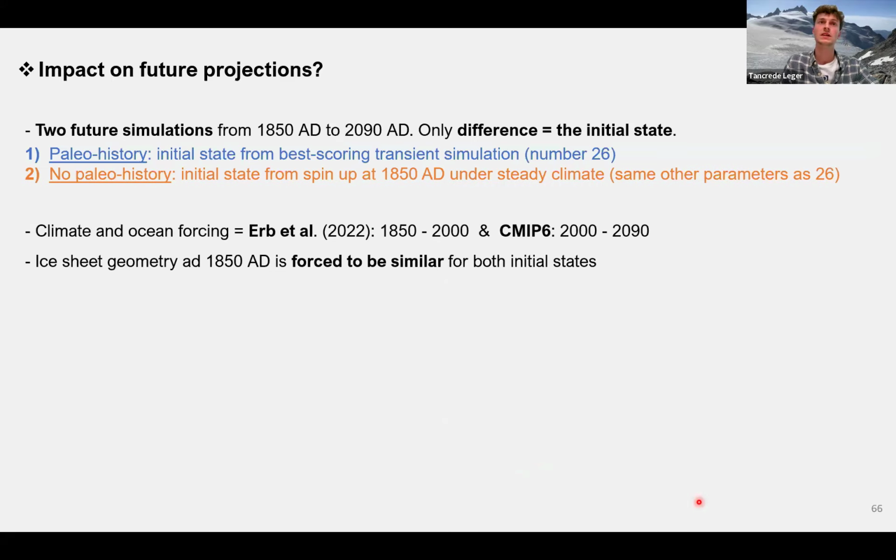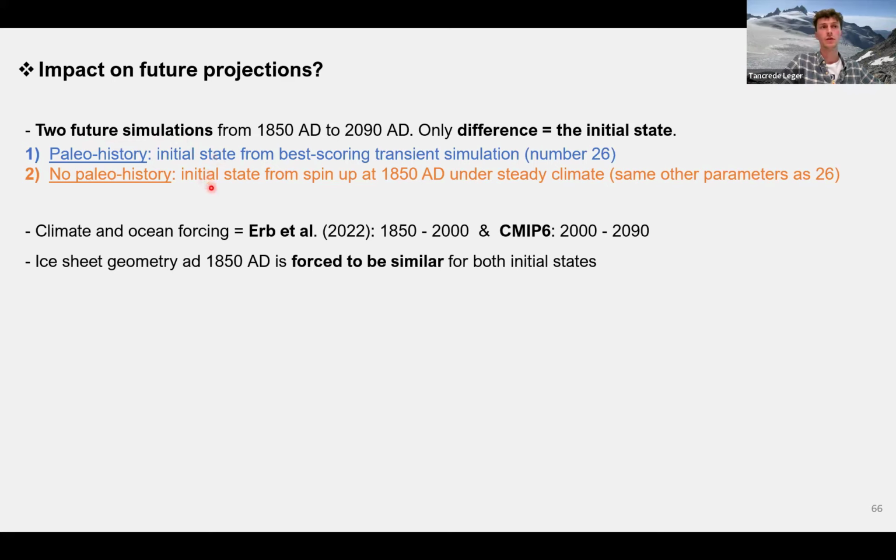And what I do with this is I run 2 future simulations from the pre-industrial era to the end of the 21st century. The only difference between these 2 simulations is the initial state. The first one, in blue, has the paleohistory, which means that we just take simulation 26, its transient evolution through the past 24,000 years, and we then model the future.